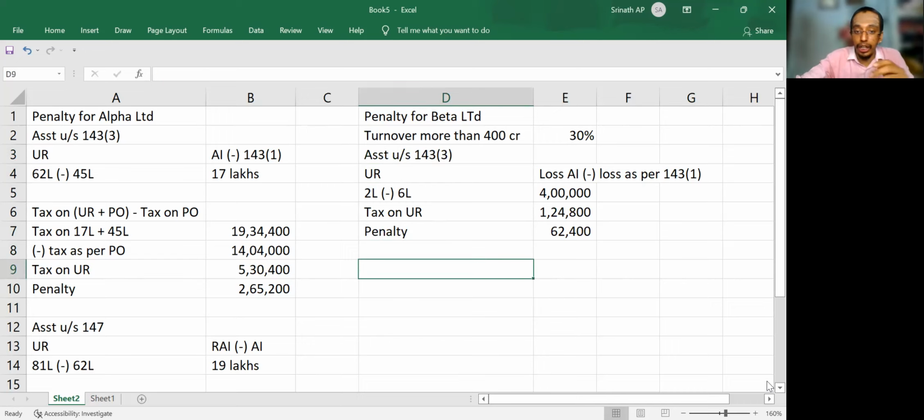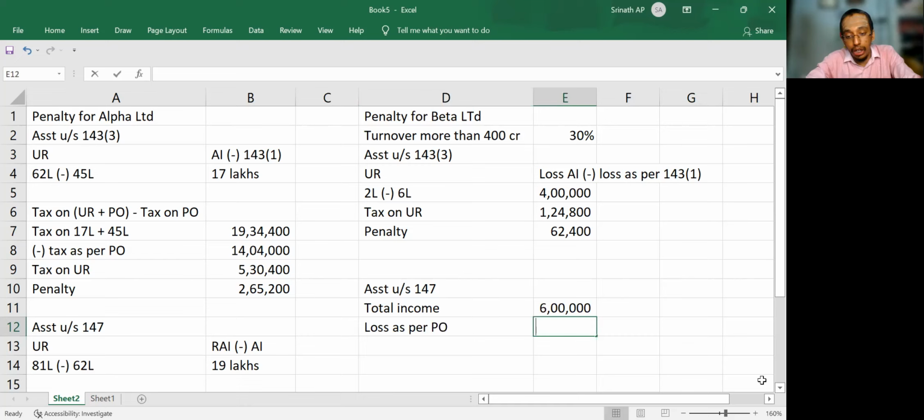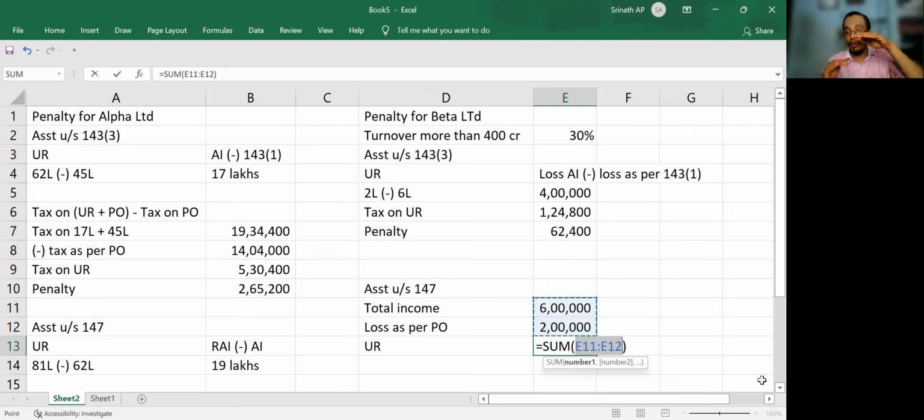Assessment under section 143. Now, assessment under section 147. Please understand, assessment under section 147 has become an income. So it is total income, which is 6 lakhs. Then loss as per previous order, 2 lakhs. So under reporting of income would be adding both. From 2 lakhs of loss, it has gone to 6 lakhs of income. So 8 lakhs would be the addition.